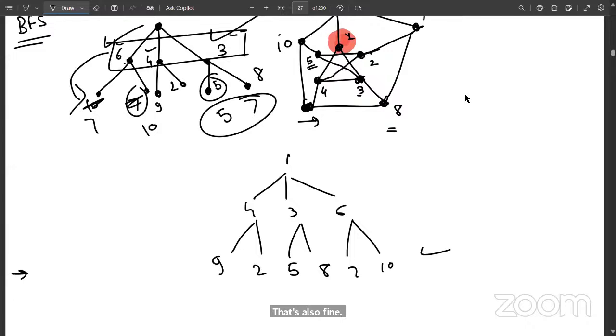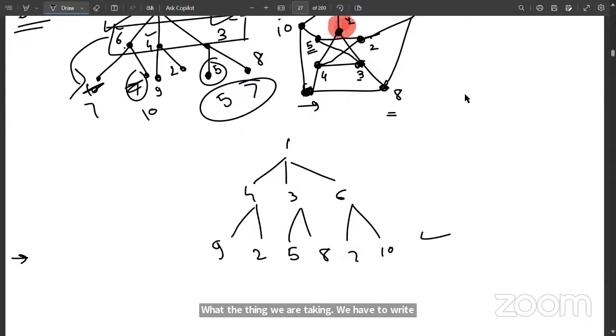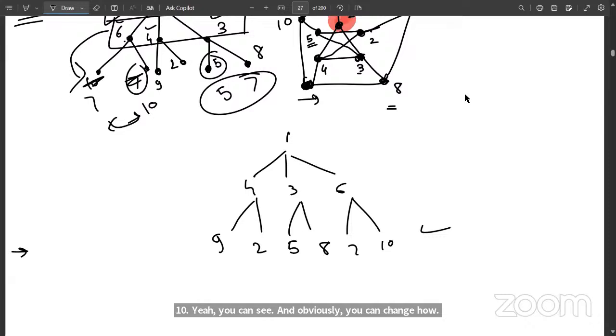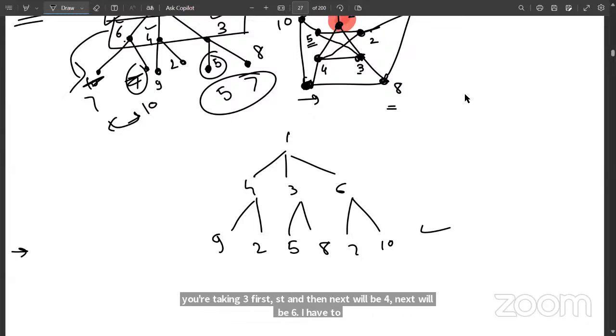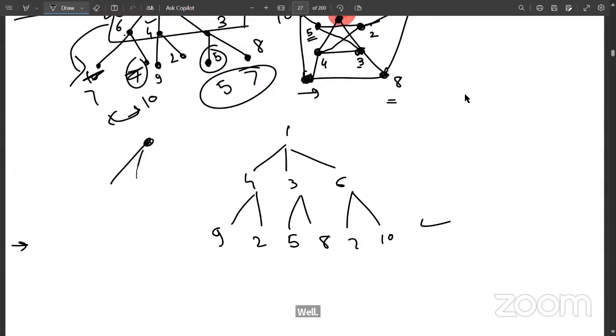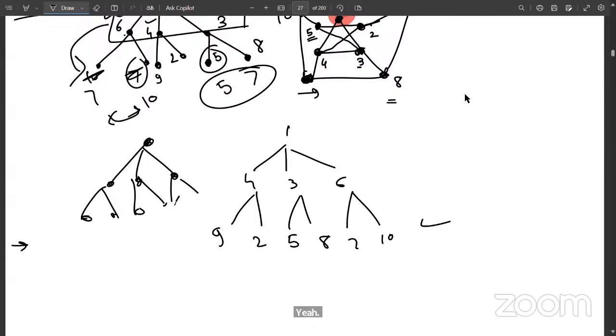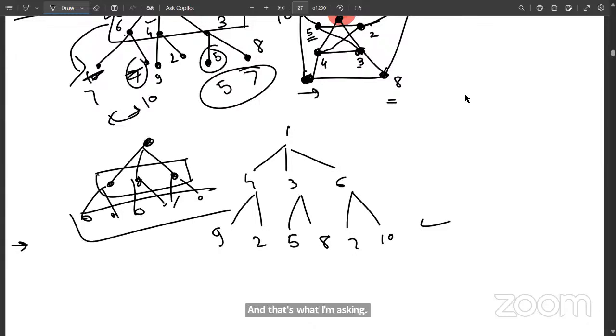What we are taking, we have to write in the coming next step, right? Could you get what I'm asking? You want to know whether we can change these two things or not, right? 7 and 10, you can change. Obviously, you can change. If I am taking 3 first, then next will be 4, next will be 6. I have to write only what comes after 3 in the tree. The picture matters to us, that's all. And all the vertices which can sit here, and here, so based on the picture, we have to write the linear order.